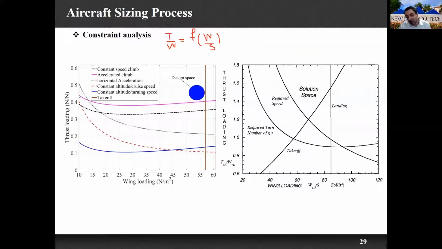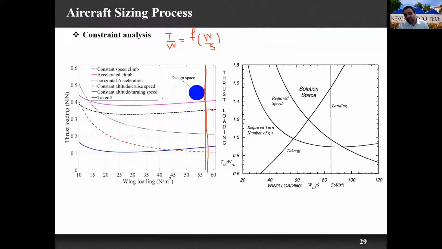This graph shows you, for different flight scenarios, how the thrust loading changes based on the wing loading. For example, this dashed black line is constant speed climb. It shows this. Or accelerated climb is this, or for horizontal acceleration is this. For constant altitude or turning is this blue one. And eventually we have takeoff or hand launch, which is going to be this one.